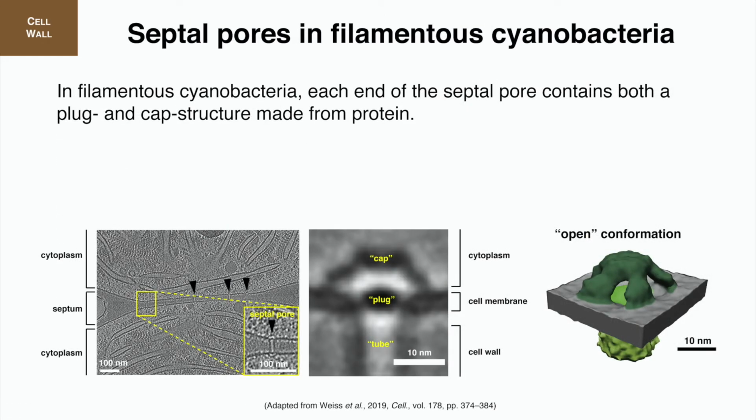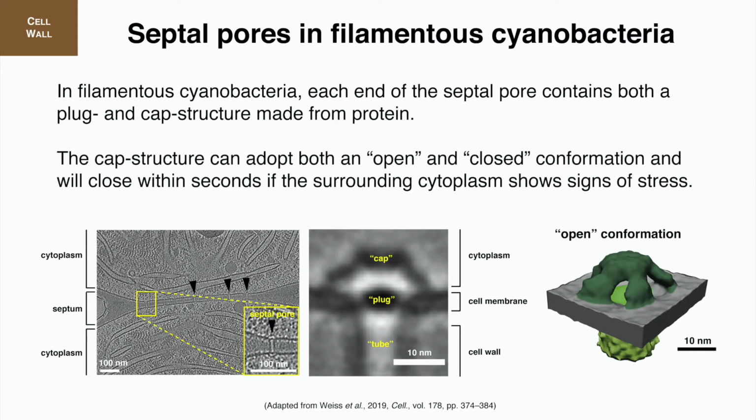In filamentous cyanobacteria, each end of the septal pore contains both a plug and a cap structure made from protein. The cap structure can adopt both an open and closed conformation and will close within seconds if the surrounding cytoplasm shows signs of stress.